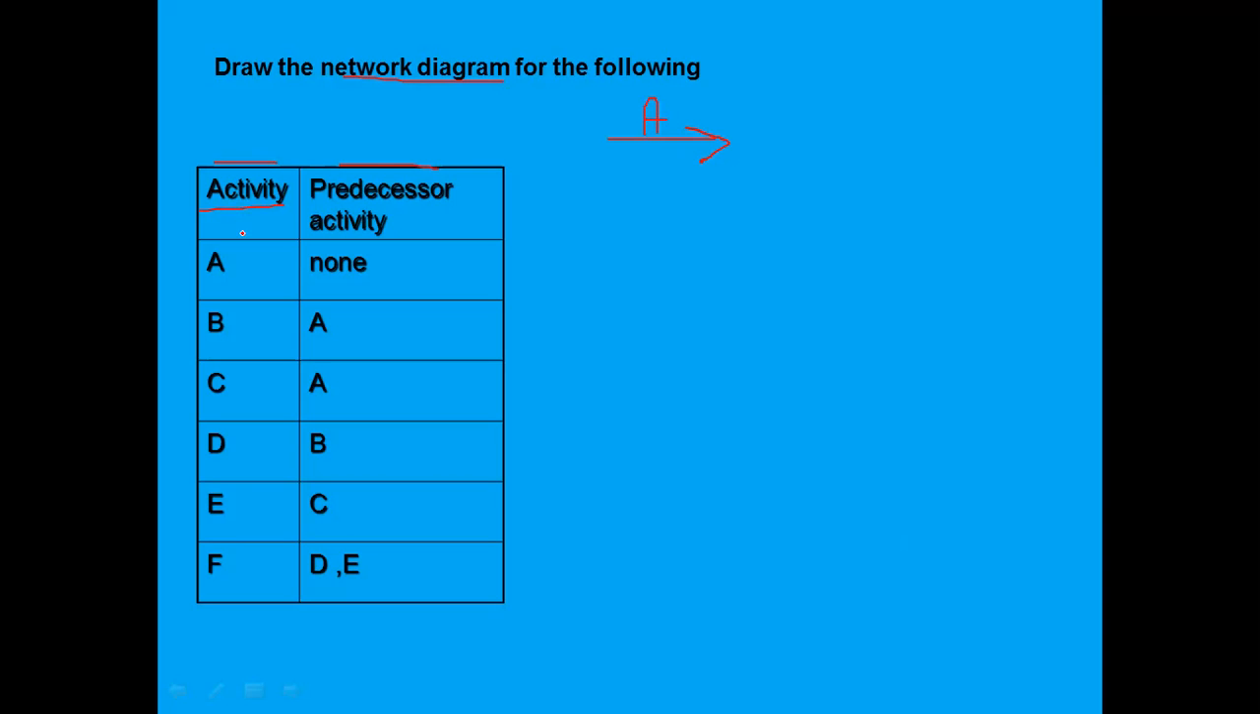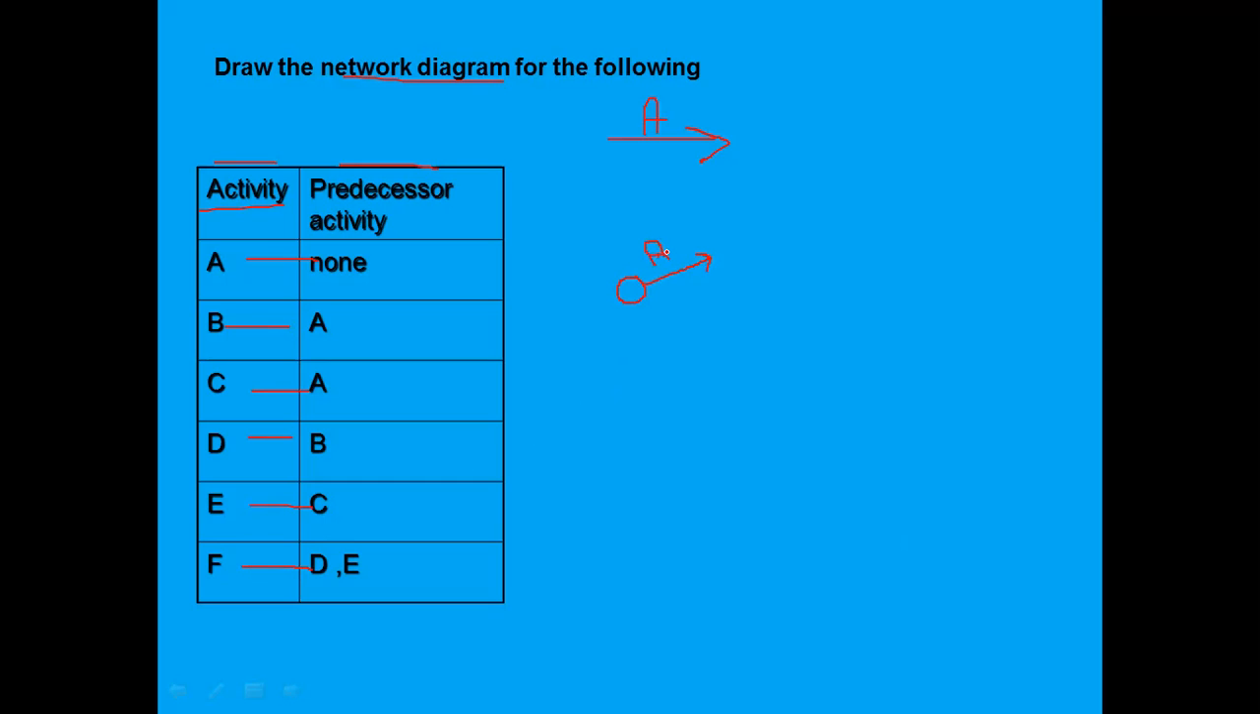Now see here, activity A has no predecessor, B has A, C has A, D has B, E has C, and F has D and E. Then how to draw the network diagram? So you don't have anything for A. Just write A.